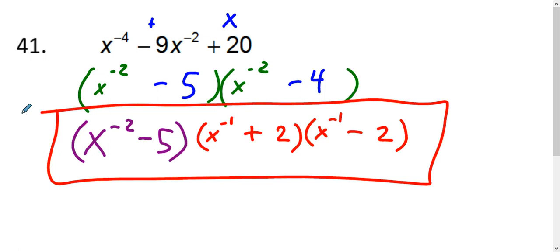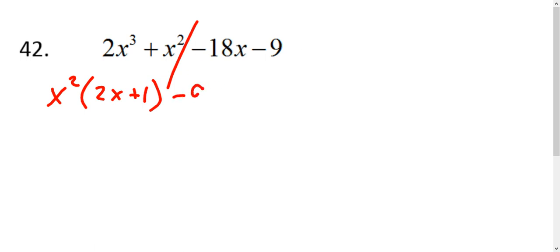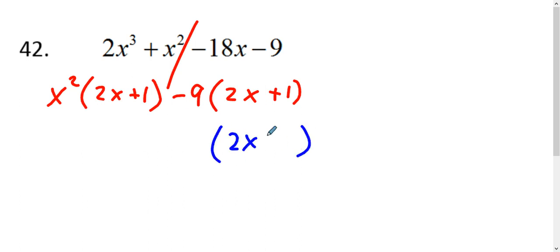If it says factor completely, make sure you do factor completely. Four terms again, that's grouping. Split it down the middle, take out a common factor. X squared, we can take out a -9. 2x plus 1. Your parentheses match, that's part of our factor. And then the front parts that we factored out, x squared minus 9, that's the other.